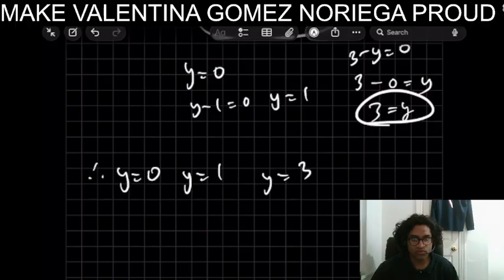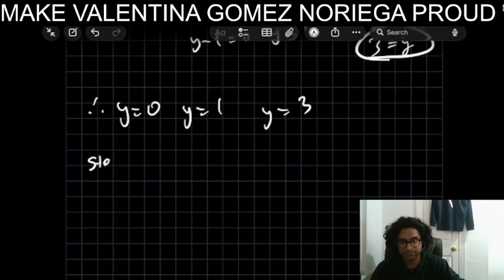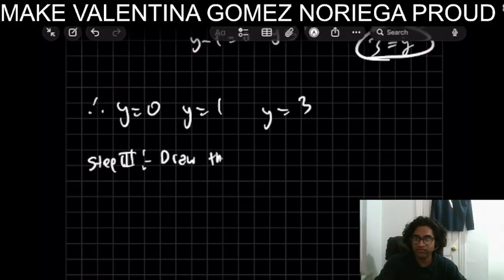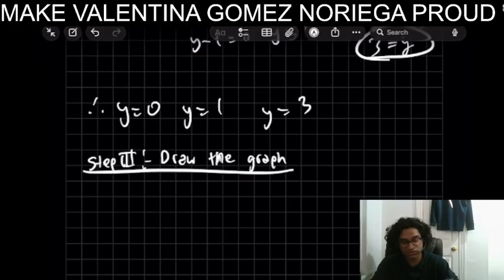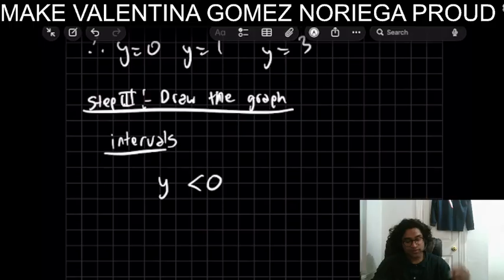So we have y equals 0, y equals 1, y equals 3. And now we're going to draw the graph. Step 3: draw. So we have y equals 0, y equals 1, y equals 3. So, intervals. My interval 1, first of all, will be y less than 0.